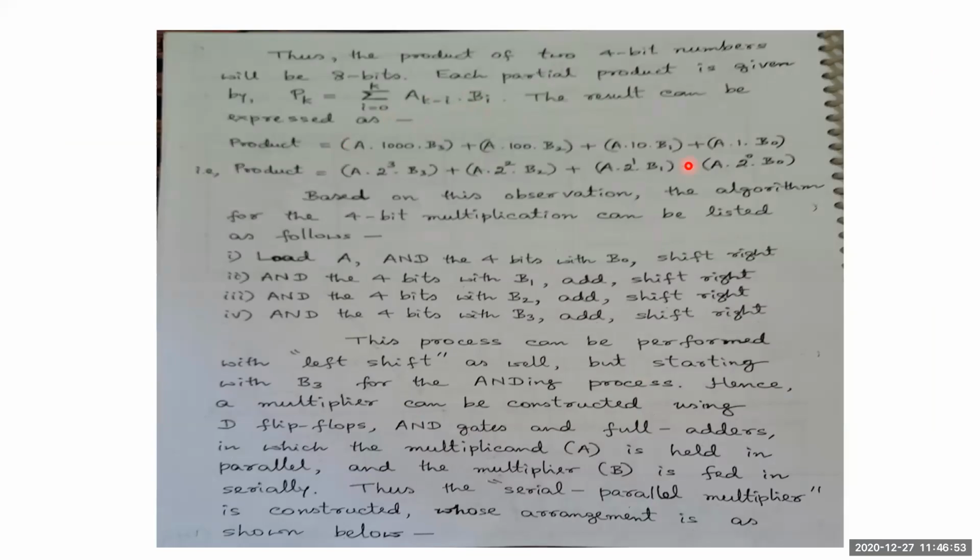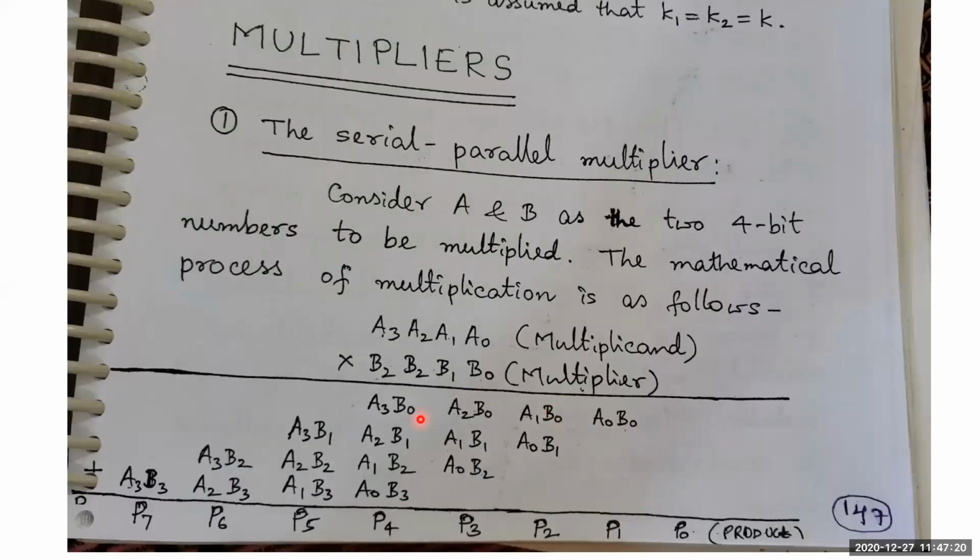Now we will try to see the construction of this particular multiplier in terms of a schematic. So let us see how many adders and how many AND gates we need for this one. Let us see the operation. Based on this observation, the algorithm for this particular 4-bit multiplication can be listed as below. First, load A, and the first 4 bits are ANDed with B0. What is happening here? All 4 bits A0, A1, A2, and A3 are ANDed with B0. The same thing we have written.